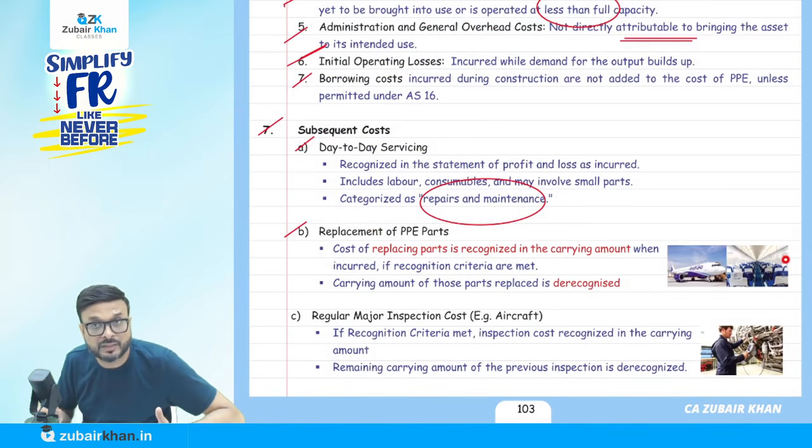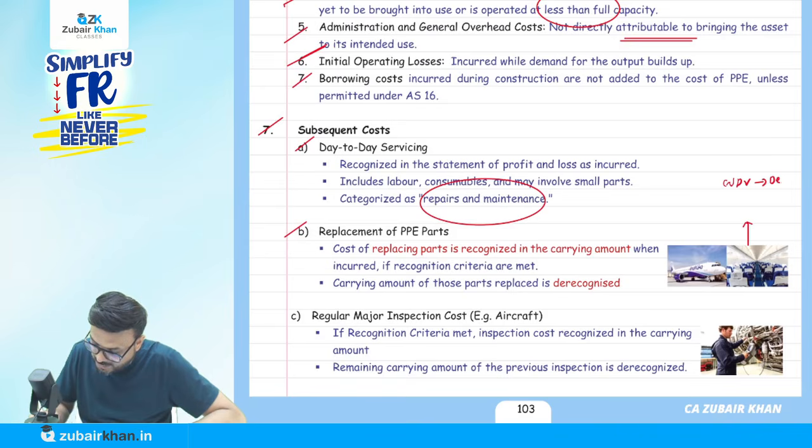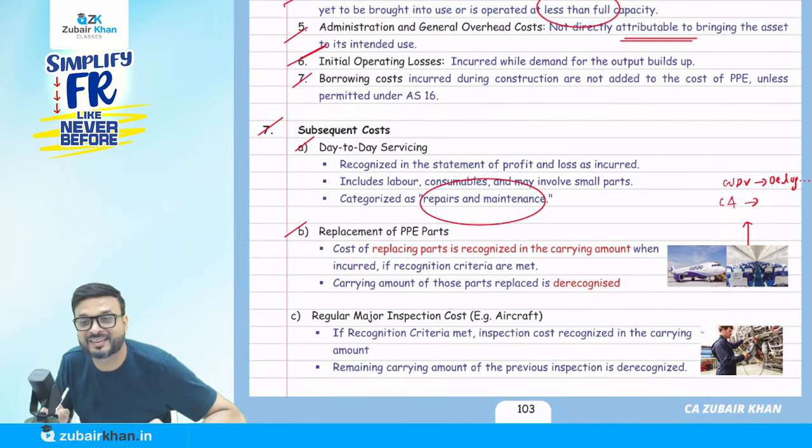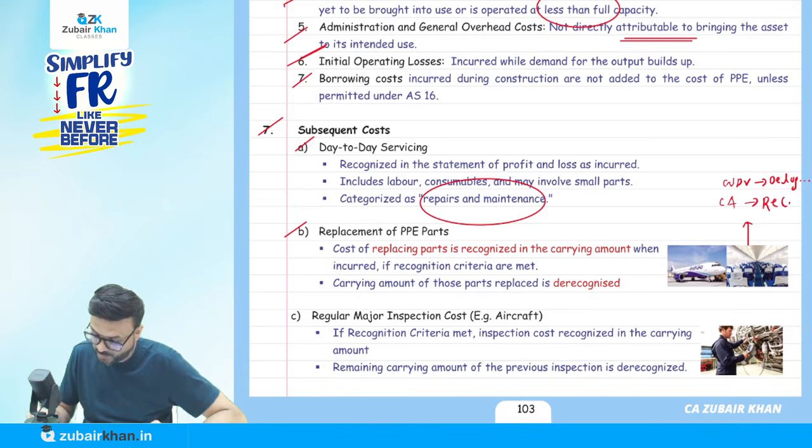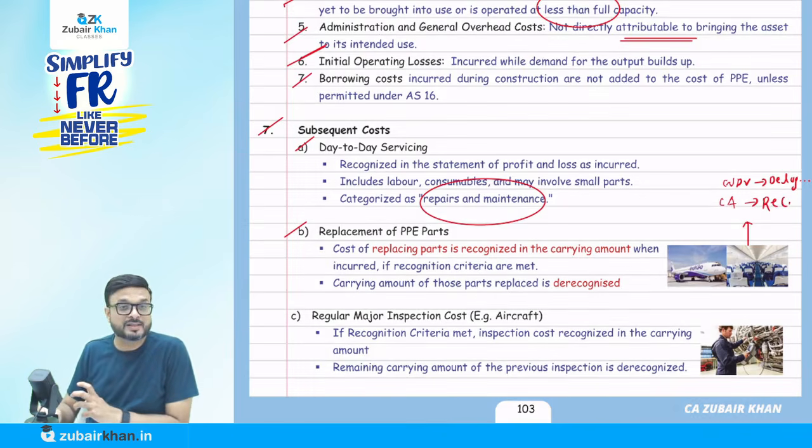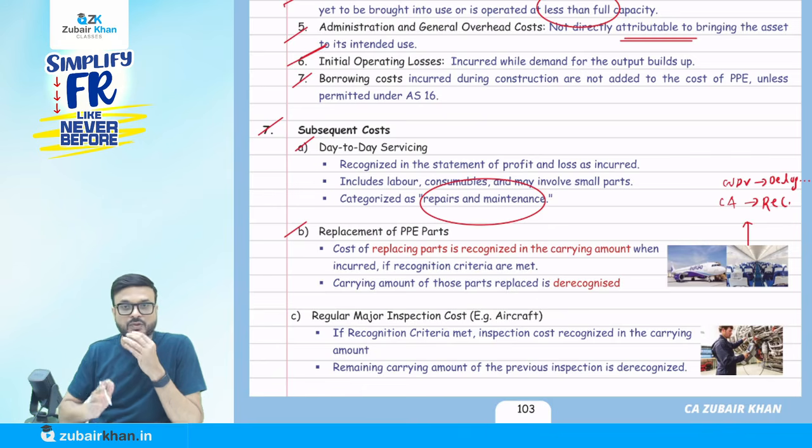Whatever the WDV of these chairs is, we derecognize it. Derecognize means it is removed from the books of account, and here CA is carrying amount, not chartered accountant. The carrying amount of the new part will be recognized. For example, suppose the book value of the old chairs is 1 lakh. We are going to derecognize it from the books of account, so we pass a P&L account debit and credit the PPE account. Now you purchase a new asset, the new chairs. So the PPE account will be debited and cash or bank account credited.